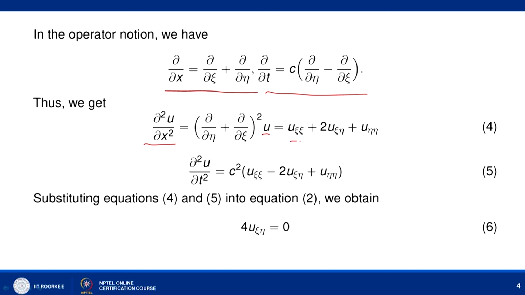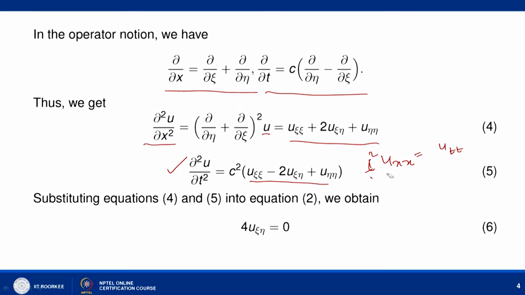So when you simplify, you will get this term: u_xixi plus 2 u_xieta plus u_etaeta. Similarly you can calculate del 2u by del t square, and that comes out to be c square into u_xixi minus 2 u_xieta plus u_etaeta. When you put it into this equation, I think it is the other way around, let me write it here: u_tt equal to c square u_xx.